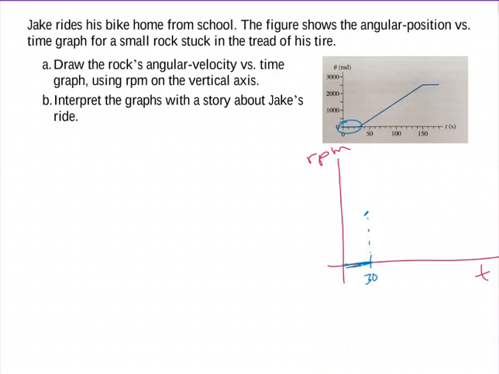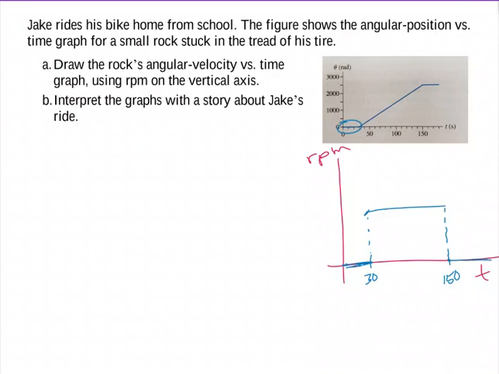Now what happens? It stays constant until 150 seconds. So that's a linear situation, which means I'm going to go in what way on my velocity? You're gonna stay constant. Horizontal over to where? 150 seconds. At 150 seconds, what happens? It stops. Jake stops at his house or something. Jake stops. That could be. So we drop down to nothing. The rock has stopped moving somehow, right?